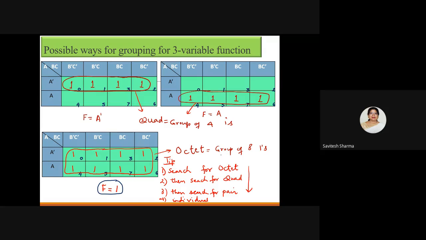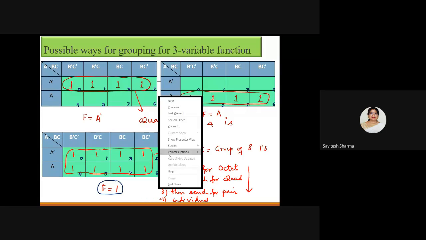Okay. So what I told you is that after mapping, you will first search for an octet, then you will search for a quad, then for a pair, and if no pair is forming, no octet is forming, no quad is forming, then you will go for an individual. If any such case is there, I will show you when an individual will form and how to write the expression. So now switch to the problem. What was our problem? Now I will continue with the problem.